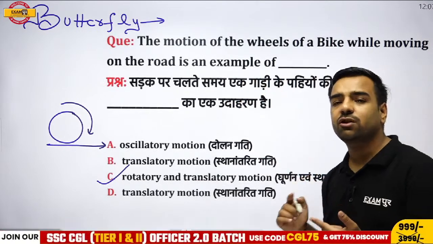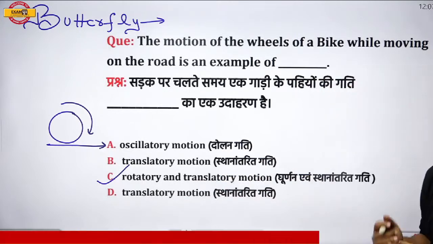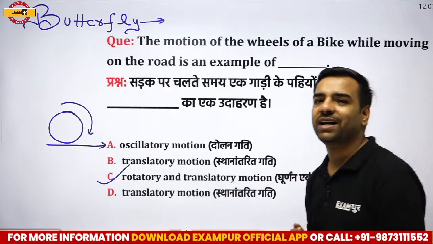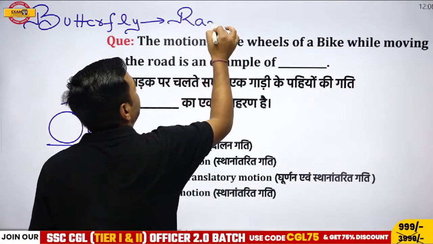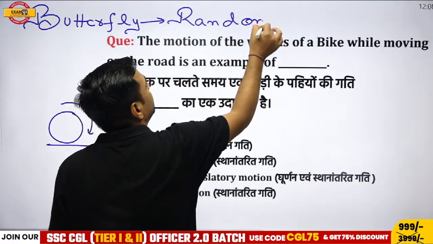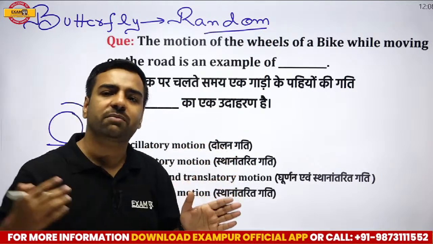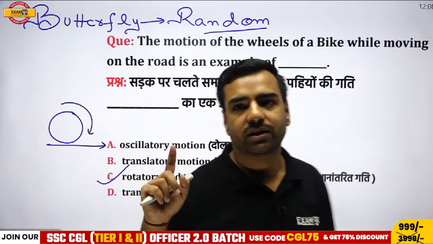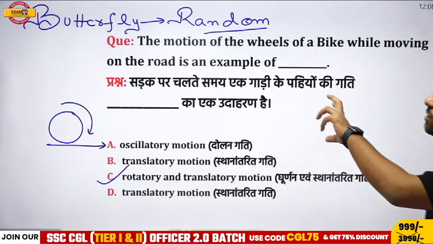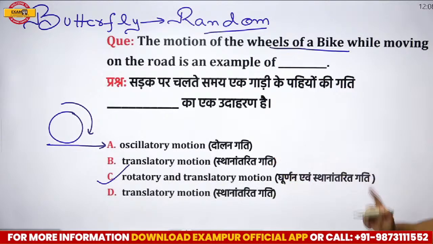And yes, my question is about the butterfly now. So what is the motion of a butterfly? Is it oscillatory, translatory, rotatory, vibratory, random? Very good, Gobinath. Absolutely correct. The motion of a butterfly is actually random motion because there is no fixed direction for the butterfly. It's not that the butterfly will move in the straight direction only. It has random motion. That's why we'll say that the motion of the butterfly is random, but the wheels of a bike will be rotatory and translatory both.